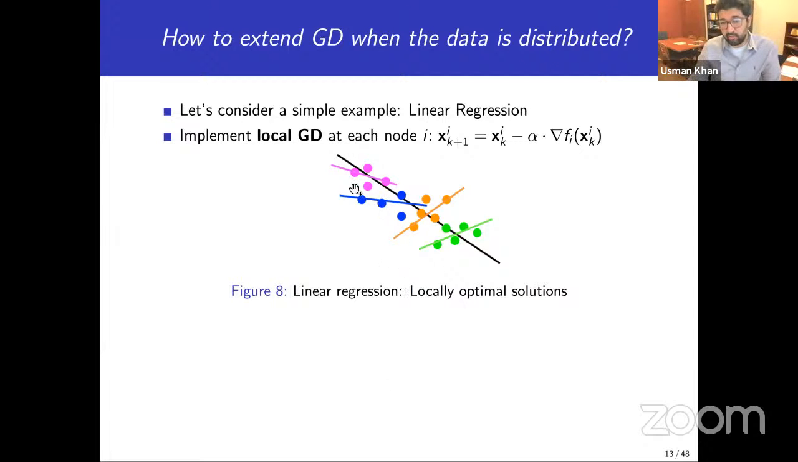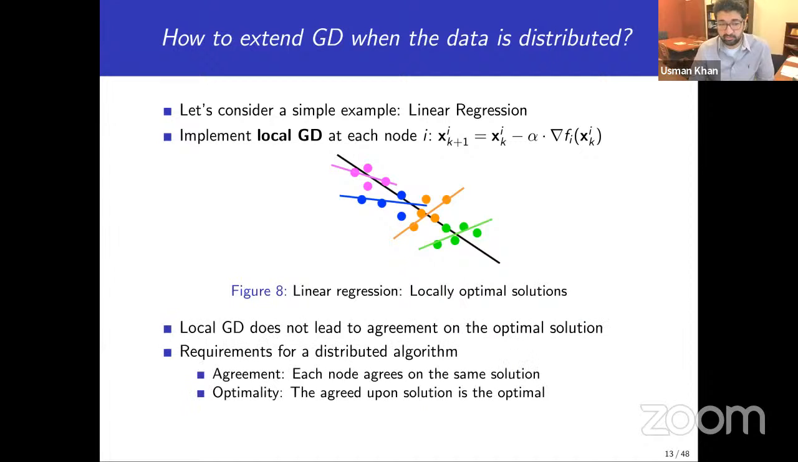If every node implements its own gradient descent algorithm to learn the locally optimal classifier, it will just find a line that fits its own local data. In this case, you can see that the orange and green regression lines would be nowhere close to the global truth, which is this black line. So when the data is distributed, learning based on local data could be completely against the global truth. In this case, local gradient descent does not lead to agreement on the optimal solution. Typically for a distributed algorithm, when the data is distributed, we require agreement: every node agrees to the same solution, and the solution they agree to is optimal.